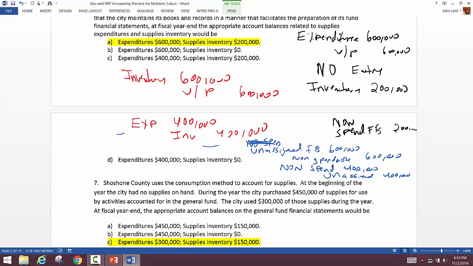Now look, if the system didn't automatically update the non-spendable, then all I'd have to do is credit the non-spendable for 200,000 and debit the unassigned for 400,000, right? And that would have put it into the unassigned as well. Okay, so I could have done that as well. All right, so we come over.